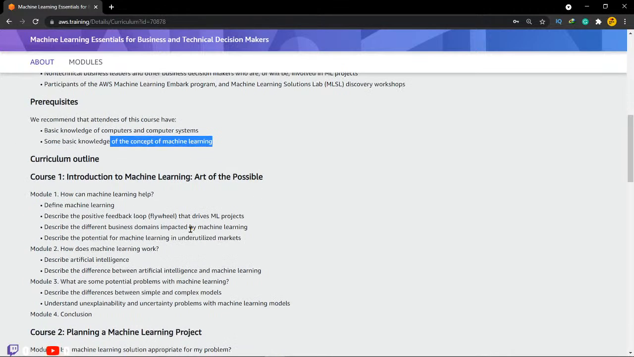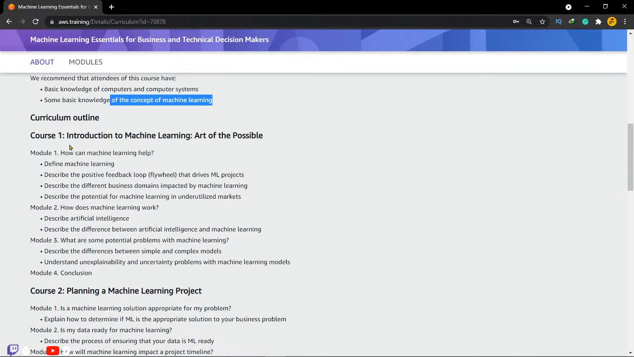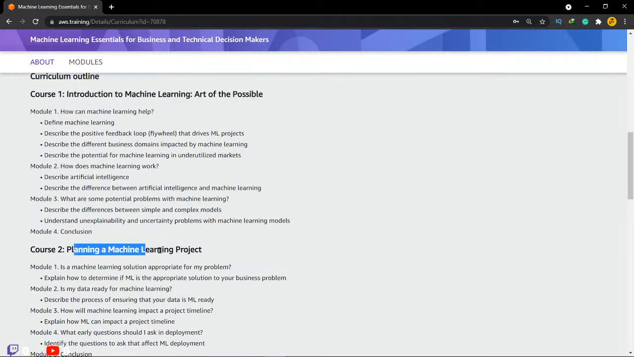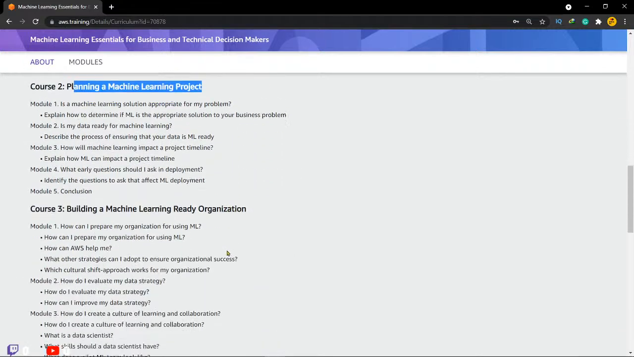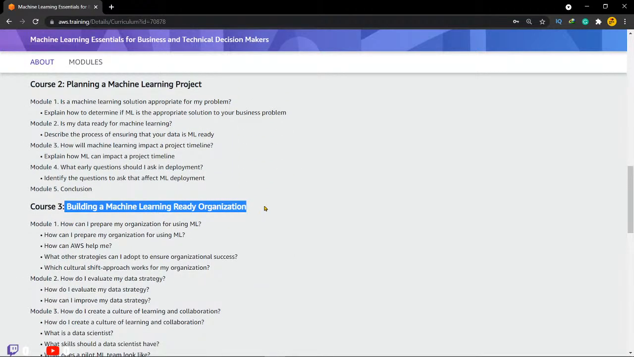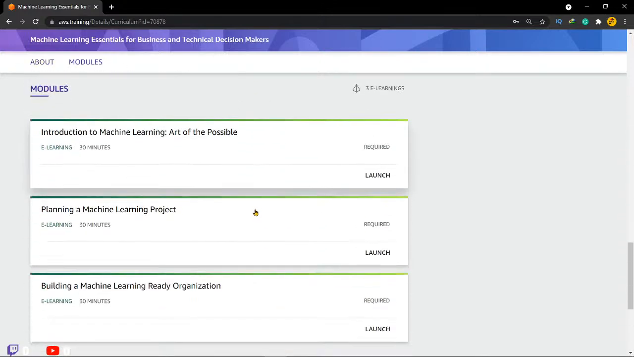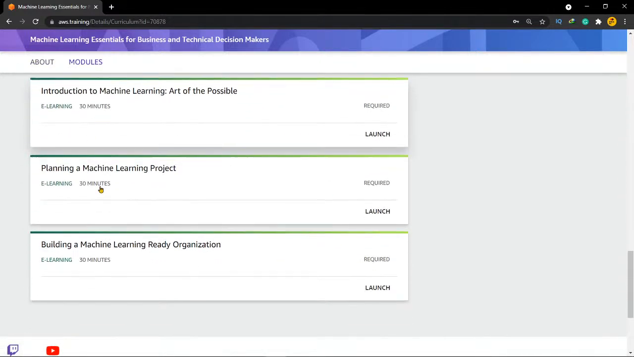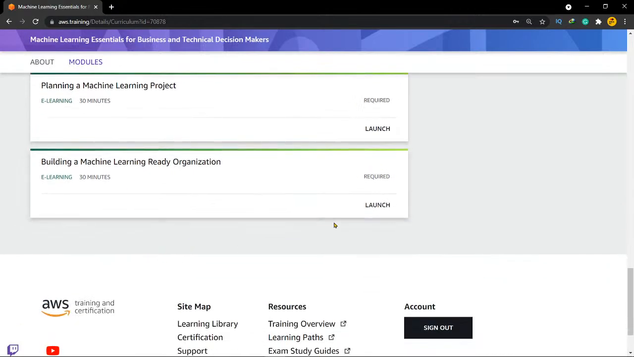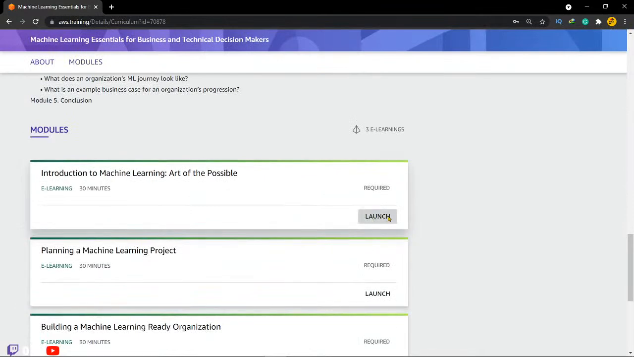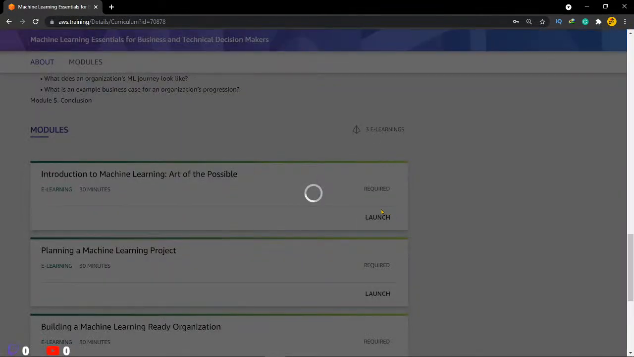So the outline of the course is introduction to machine learning, art of the possible, planning a machine learning project, and building a machine learning ready organization. These are the three modules with 30 minutes each. So let's begin the course, so you can launch this.